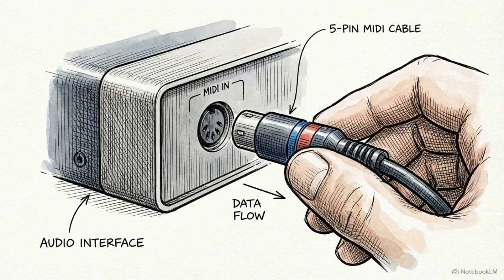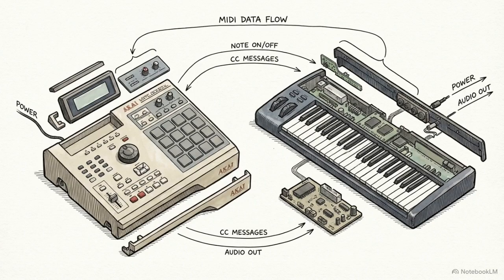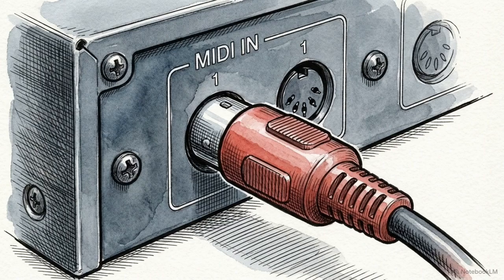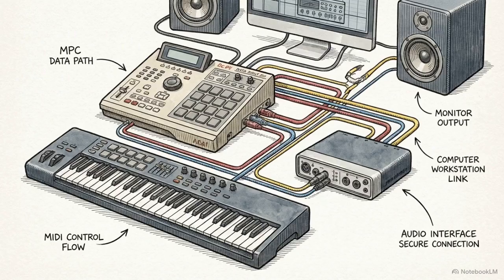Take the opposite end of that same MIDI cable and plug it into the MIDI in port on your computer's audio interface. If you prefer playing melodies on a keyboard rather than tapping drum pads, you can take a second MIDI cable from your keyboard's output and plug it into the MPC's MIDI in 1 port. With the cable seated, the physical hardware pipeline is open. Performance data can now transmit from your hands directly to the computer.